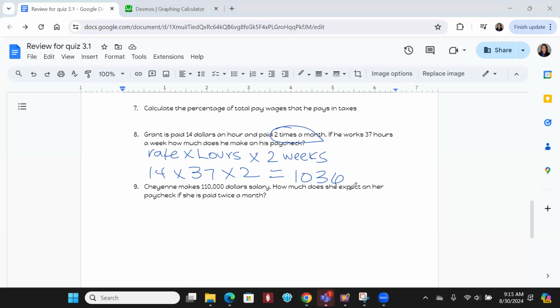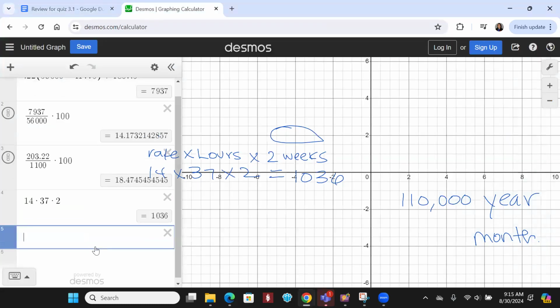All right. Cheyenne makes a $110,000 salary. Salary means they get paid that throughout an entire year. Now, how much does she expect on her paycheck if she's paid twice a month? So first things first, we make 110,000 a year. How much do we make a month? So what would we do? Okay, so 110,000 divided by 12. What does that give me?